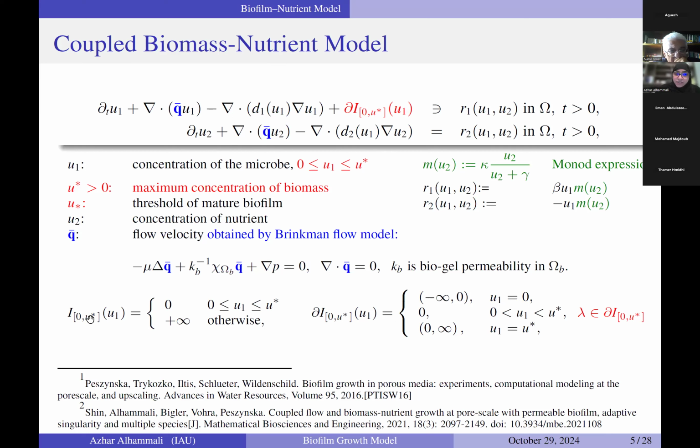This is the indicator function, okay, defined like this. Its subgradient is a multi-valued function, as you see here. So that's why we have this inclusion here. And this theoretically is equivalent to a parabolic variational inequality, as we are going to see later on. Okay, and also in a computational model, this can be replaced by a Lagrange multiplier and another problem called a nonlinear complementarity problem that involves some semi-smooth function.